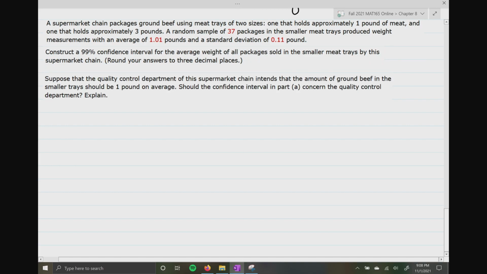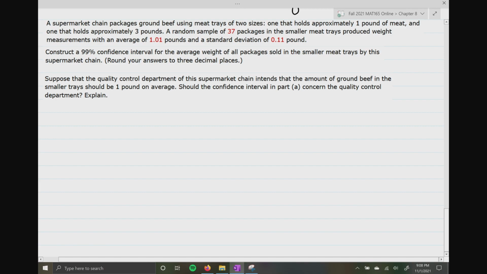So the first thing we want to do is construct a 99% confidence interval for the average weight of all packages sold in the smaller meat trays by the supermarket chain. Make sure you round your answer to 3 decimal places. And then the follow-up question would be, suppose the quality control department of the supermarket chain intends that the amount of beef in the smaller trays should be 1 pound on average. Should the confidence interval in part A concern the quality control department? Explain.